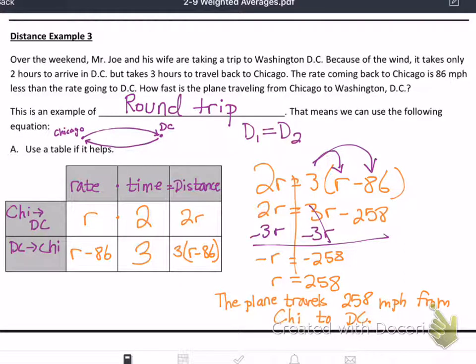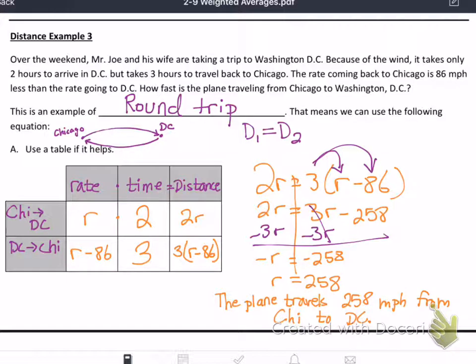Once you solve it, you get r is equal to 258. If you go back to the table, the r represented the rate, or how fast the plane was going from Chicago to Washington, D.C. If you read the question, it's asking about that specific one. It doesn't care about from D.C. to Chicago. So the plane travels 258 miles per hour from Chicago to Washington, D.C., which is probably inaccurate.